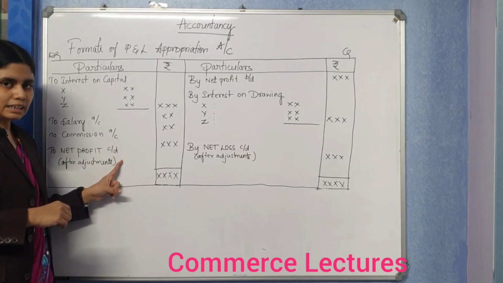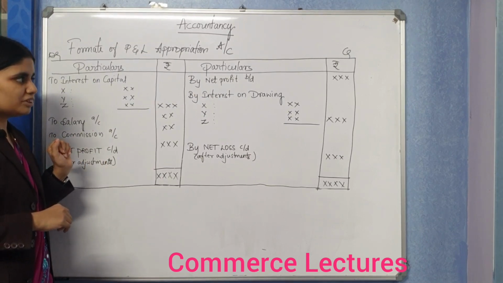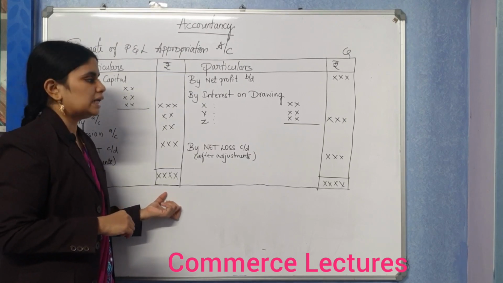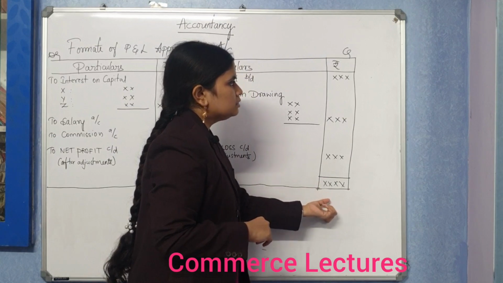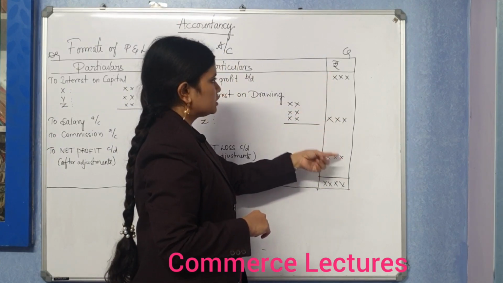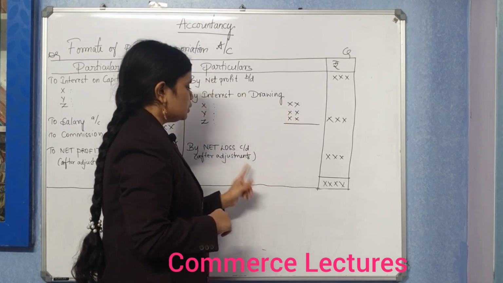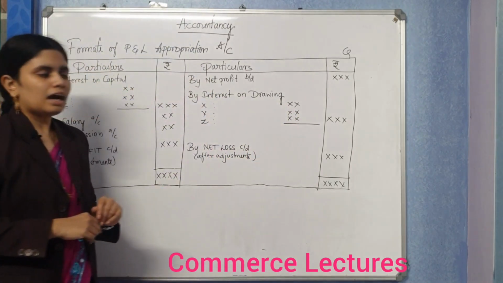You will get the net profit carried down; that is, after the adjustment we will get the net profit. Suppose you get a higher balance on the debit side, that has to be recorded the same way here, and you deduct the net profit brought down and interest on drawings, and you will get the net loss carried down after adjustment.